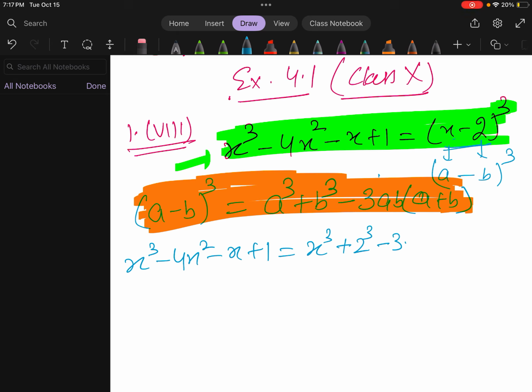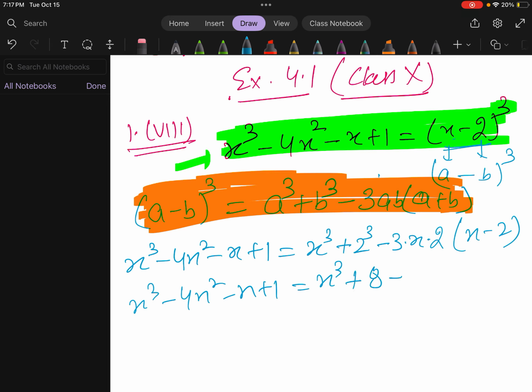the value of a, which is x, and then we will have b, whose value here is 2, and then x minus 2. So now we will solve: x cube minus 4x square minus x plus 1 is equal to x cube, then the result will be 8 here, minus 6x into (x minus 2).